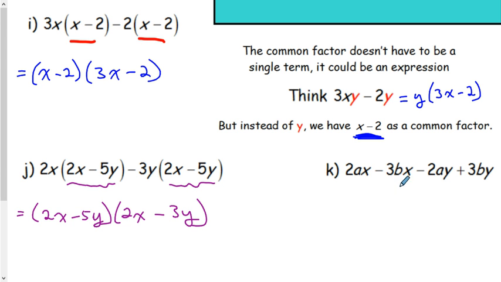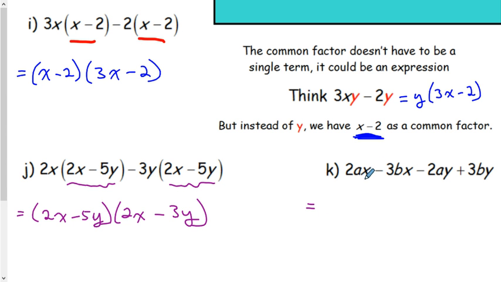What about k? Common factor. Well, 2 and 3, the only common factor I've got for them is 1. So that's not super helpful. Let's think about it this way. Let's take kind of a different tactic here. And this is something we're going to use in the future. That's why I want to show this to you.